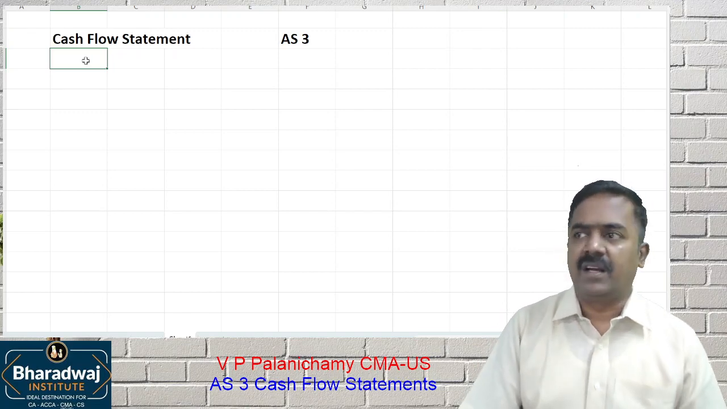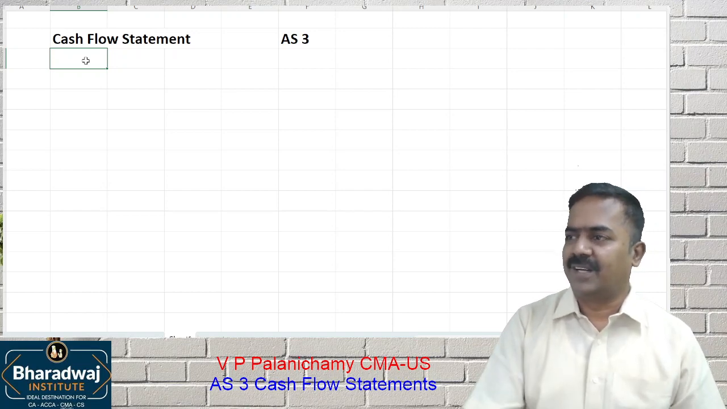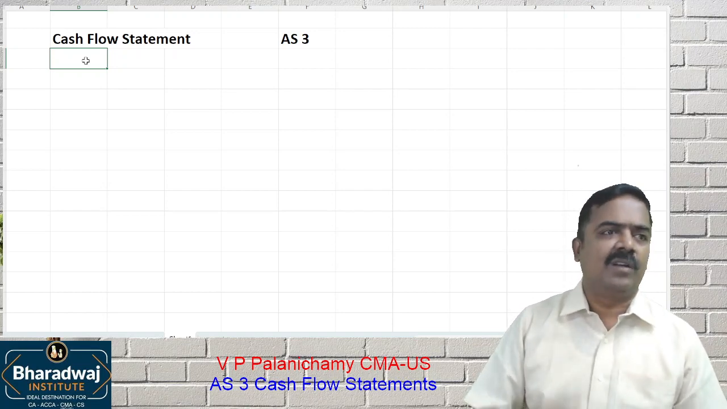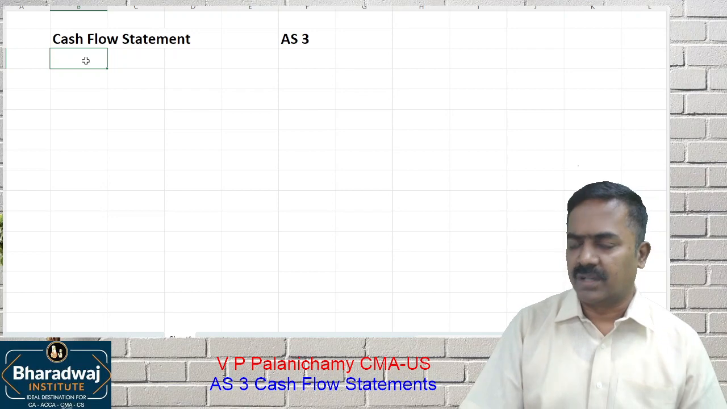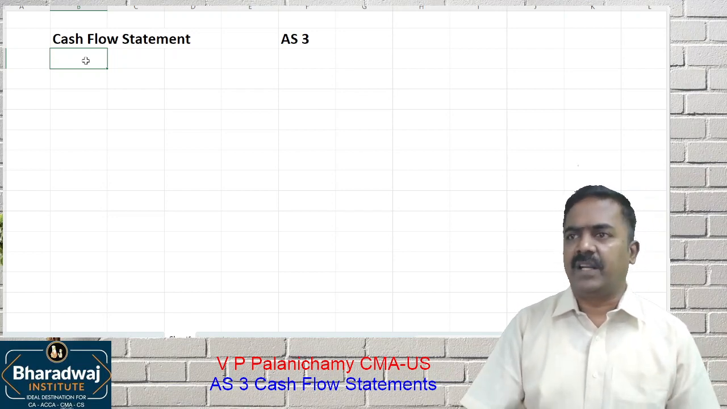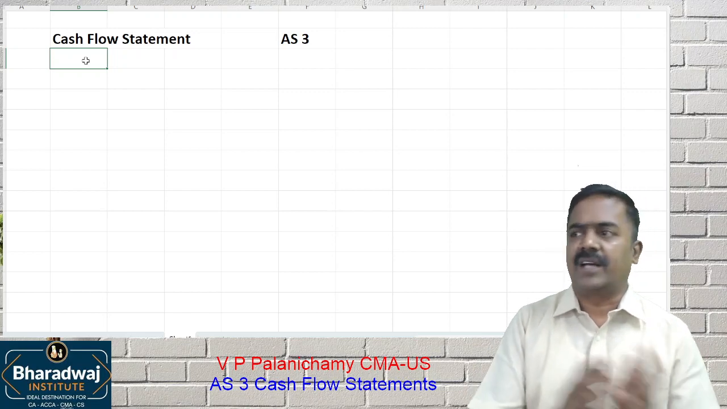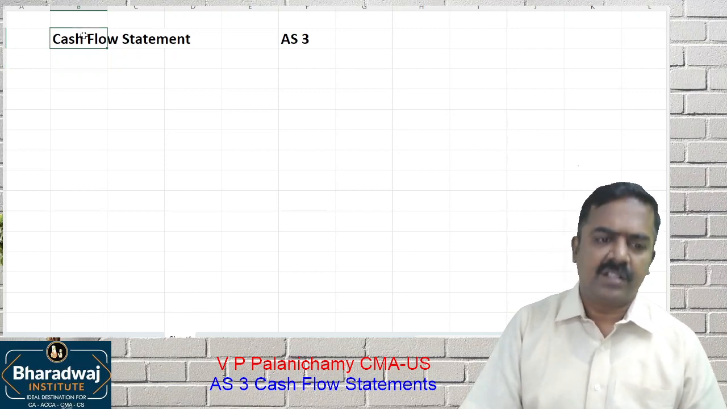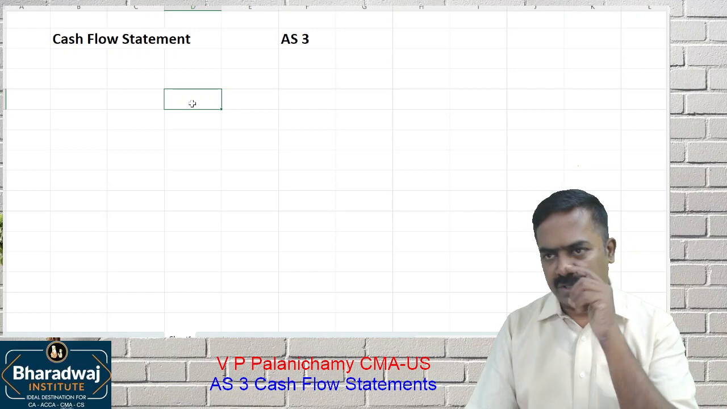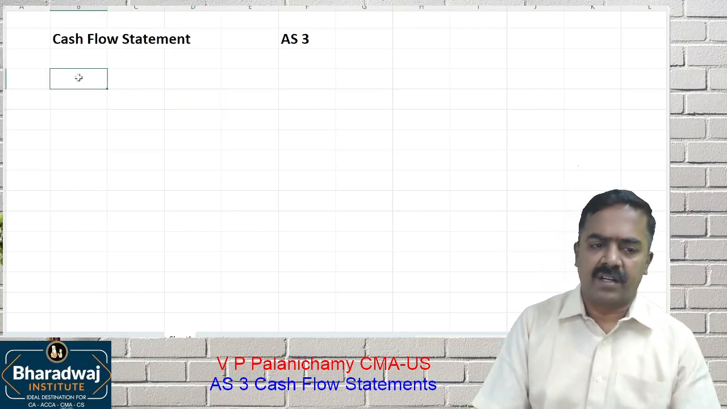Analysis will be done in the company not by looking at the P&L account. That is last year. Cash flow will tell what the company is going to do in the future. Shareholders meeting, board of directors meeting, they will talk more about which one? Cash flow statements, where they got the cash, where they applied the cash. Now let's start cash flow statements, Accounting Standard 3.